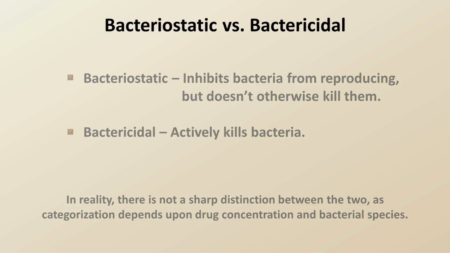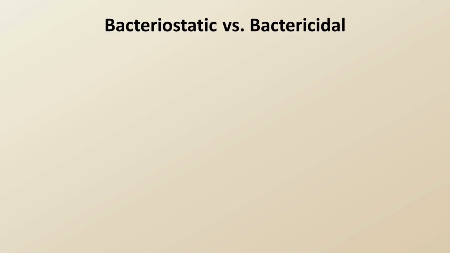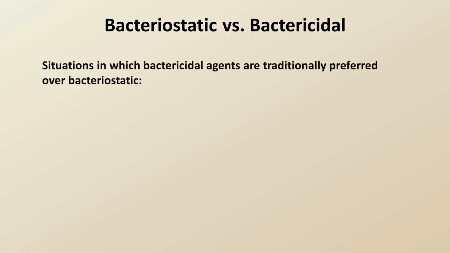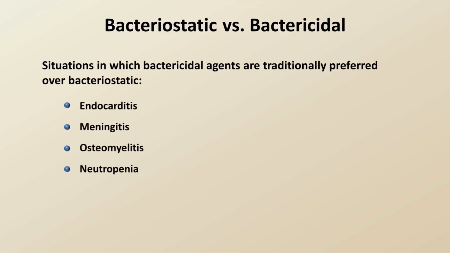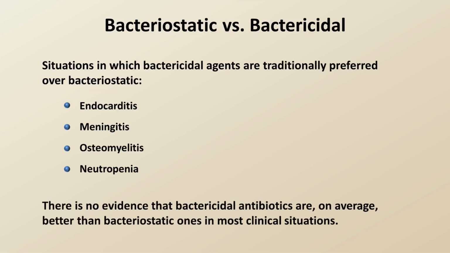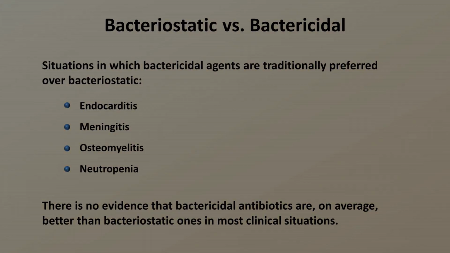It might seem obvious that killing bacteria would be preferred to simply inhibiting their growth, and indeed there are some situations in which bactericidal agents are traditionally preferred over bacteriostatic. These include endocarditis, meningitis, osteomyelitis, and neutropenia. However, there is no evidence that bactericidal antibiotics are on average better than bacteriostatic ones in most clinical situations.